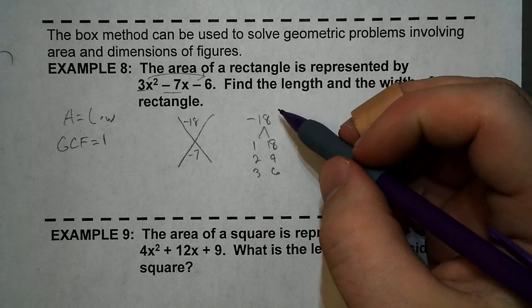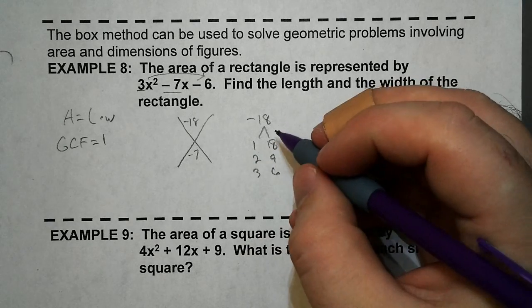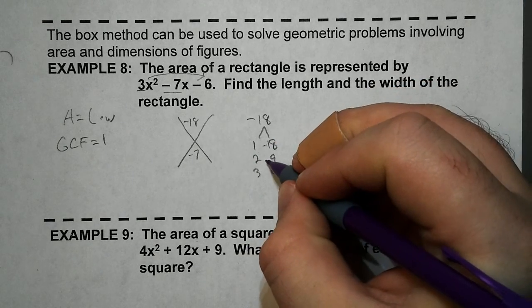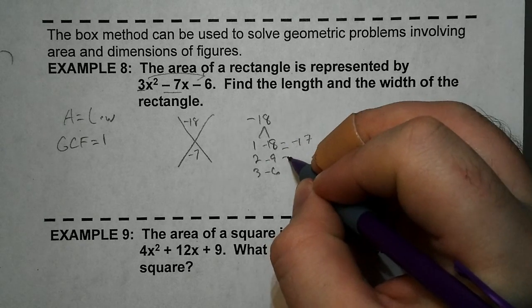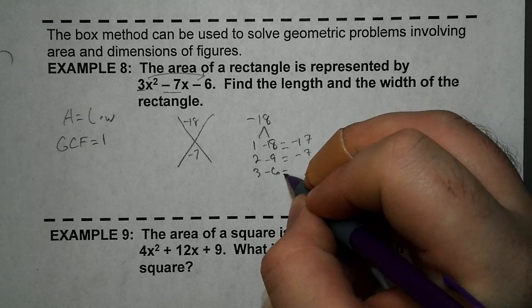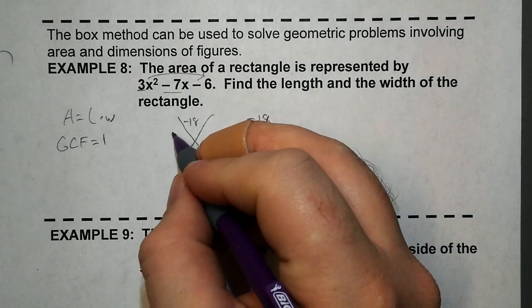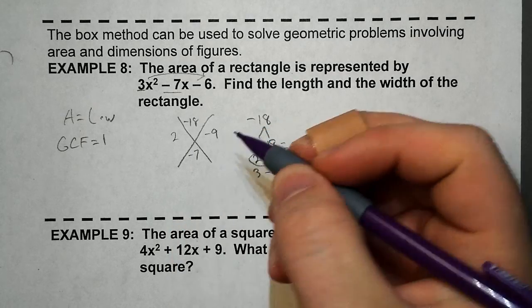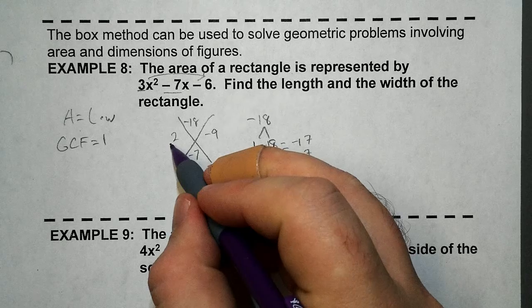Now, they multiply together to get a negative, so one is negative. They add together to get a negative, so the bigger number will be negative. When I add those together, negative 17, negative 7, and negative 3. So those are the ones I want. Positive 2 and negative 9. Now we're going to put them both over our a value, which in this case is 3.